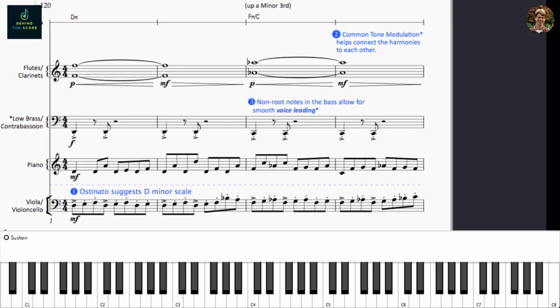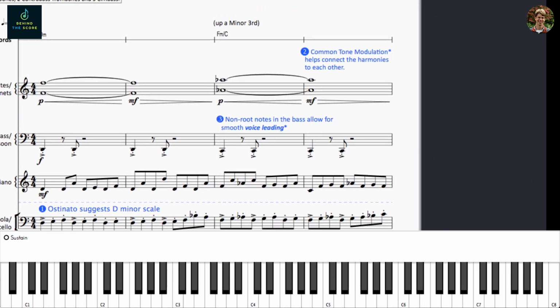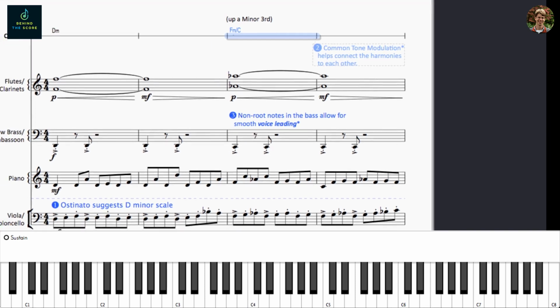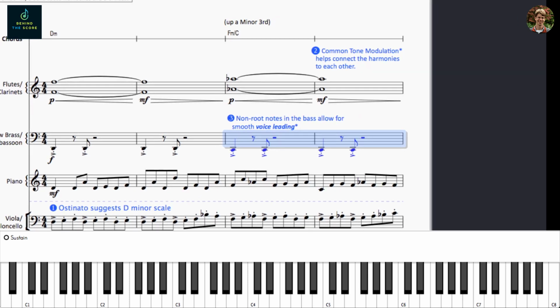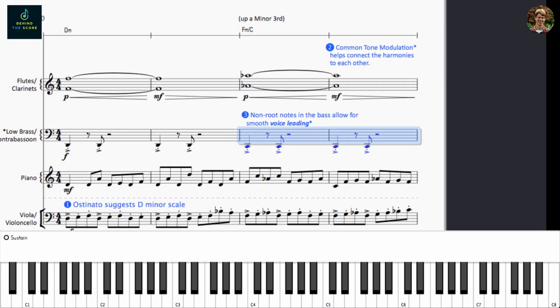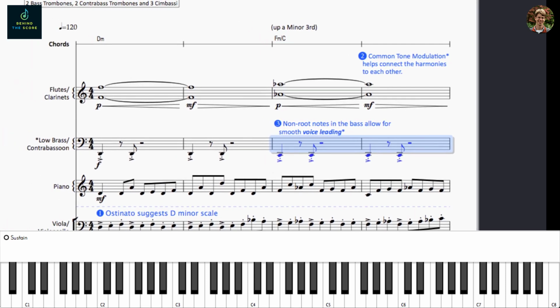Notice that when we move to F minor, our chord analysis says it's F minor / C. So that means it's an F minor harmony, but we have a C in the bass. And sure enough, if we look at our low brass and contrabassoon over here, you'll notice that it's playing low Cs instead of F. And I think what this does is really compelling.